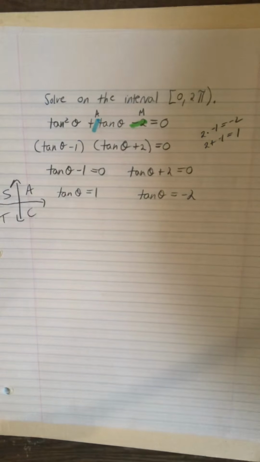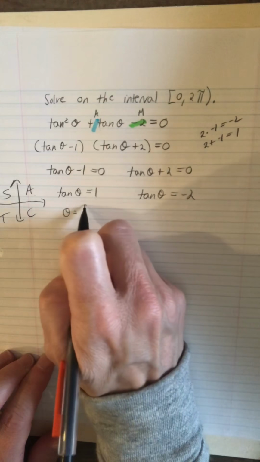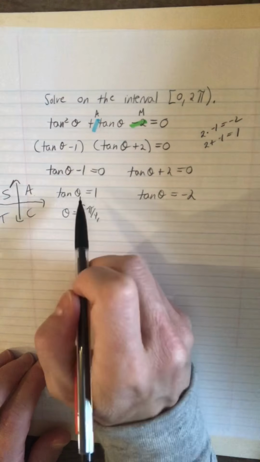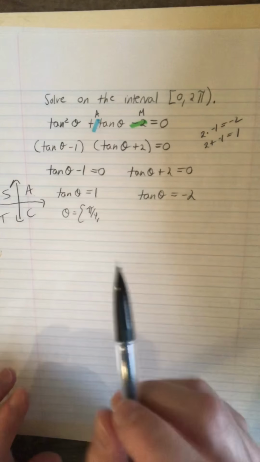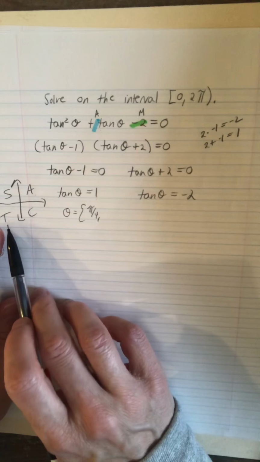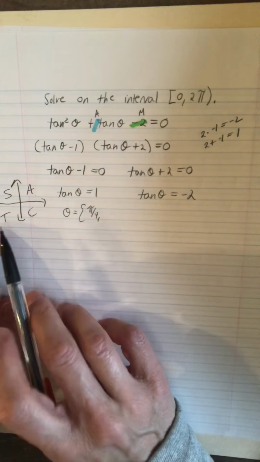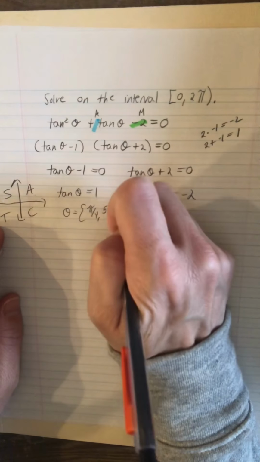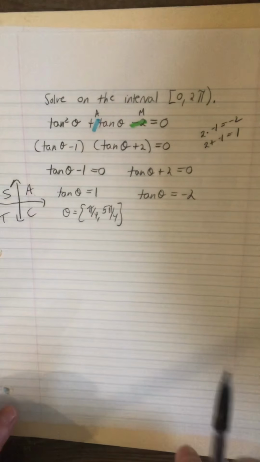In order for tangent of theta to be equivalent to 1, your x and your y values would have to be the same, because tangent theta is equivalent to y over x. In quadrant 1 on your unit circle, theta would be pi over 4, because both x and y are root 2 over 2. In quadrant 3, it's going to be 5 pi over 4, because both x and y are negative root 2 over 2. So those I was able to use my unit circle to find.